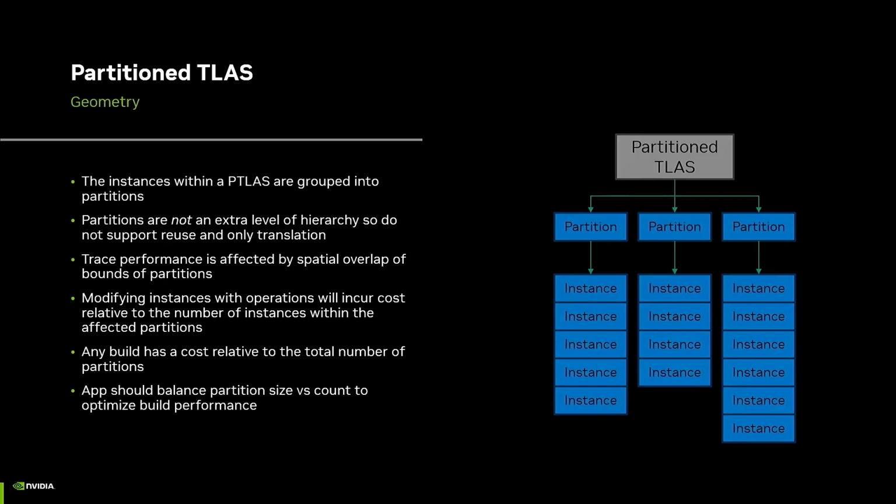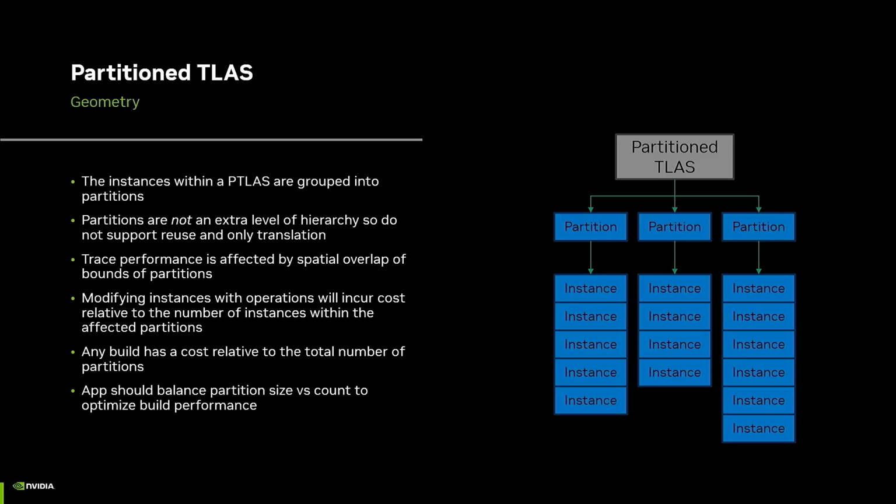How this looks from a geometric level: the instances in the partitioned TLAS are, like the name implies, grouped into these partitions. Partitions are not an extra level of hierarchy, so they don't support any reuse, so you can't have the same partition appear more than once. It will appear exactly once, and each instance will be in exactly one partition. We do support translation on the partitions, but it is basically baked into the partitions when they're built.